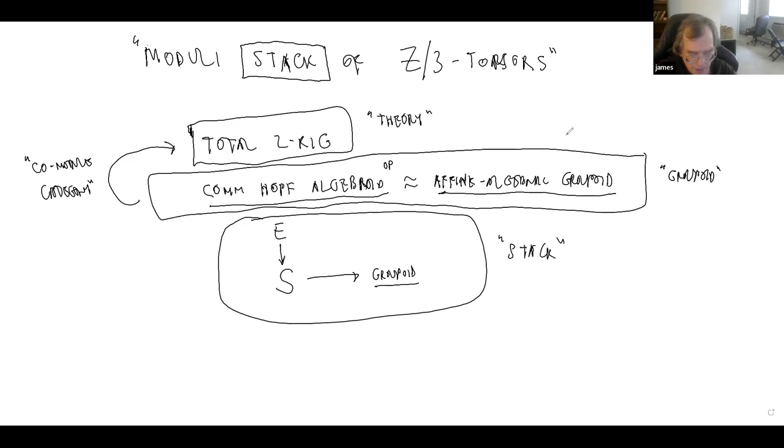It's often a good idea when you're dealing with the affine algebraic groupoids to consider them only up to some kind of so-called Morita equivalence. But this is somewhat delicate as to what Morita equivalence should mean in this context.